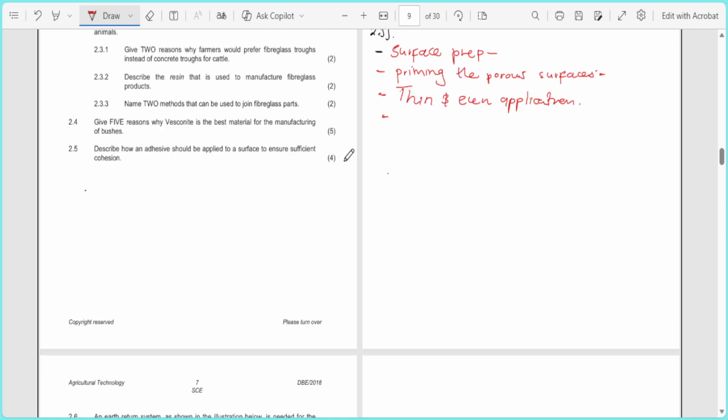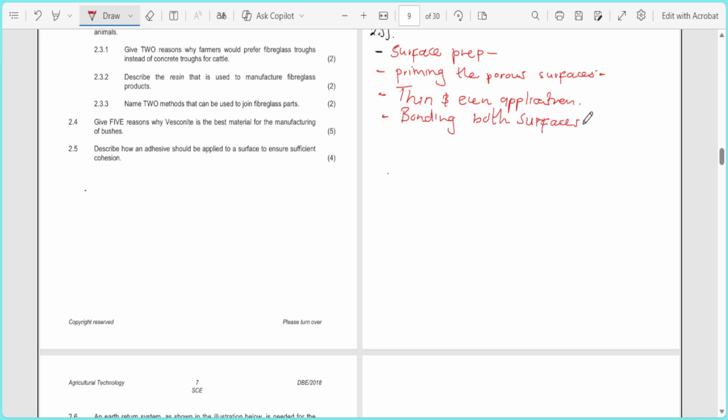We also have bonding both the surfaces. Now it's time for bonding both the surfaces.